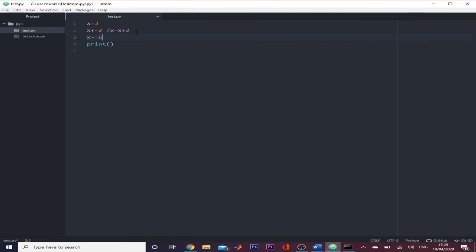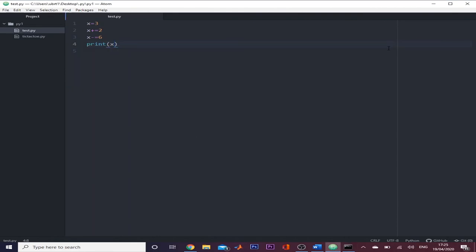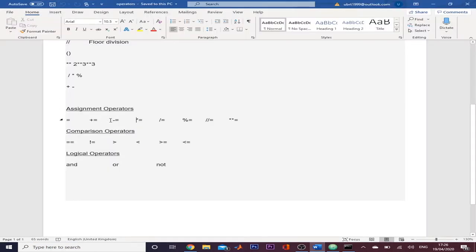So if I write here 6, what will it do? It will subtract 6 from 3. We can check the answer of x. Its answer is -1. So what is happening here? First of all, we assign 3 to x, then we use this plus equal assignment operator, which stores 3 plus 2 equals 5, and then we subtract 6 from 5, so our answer is -1. In this way these operators work.